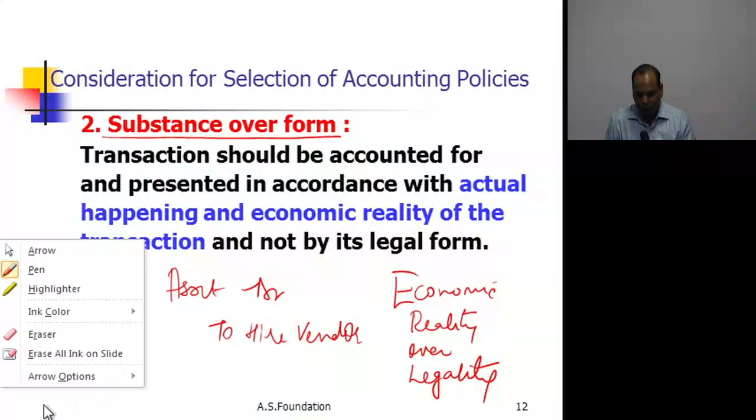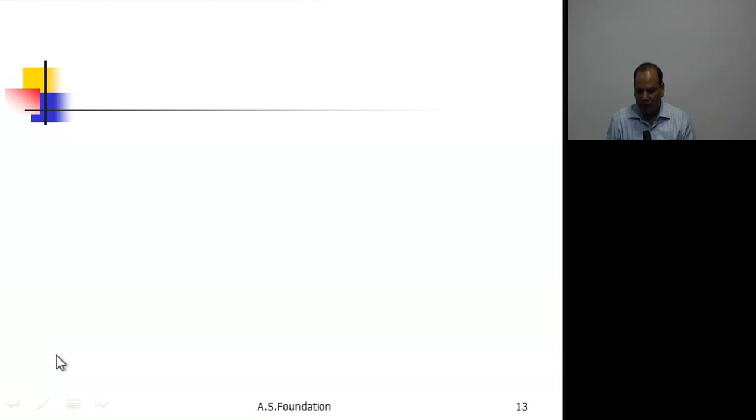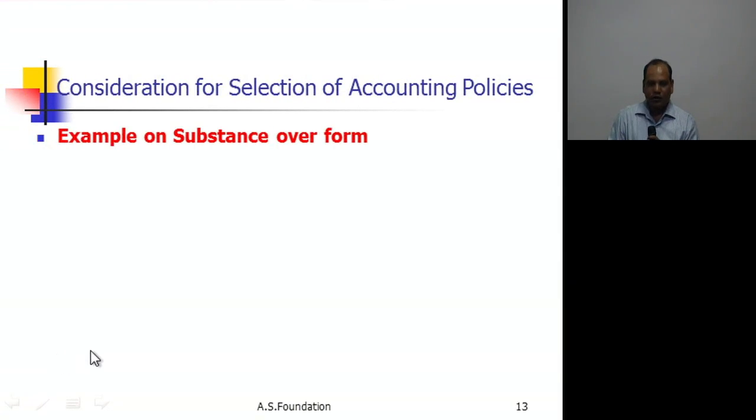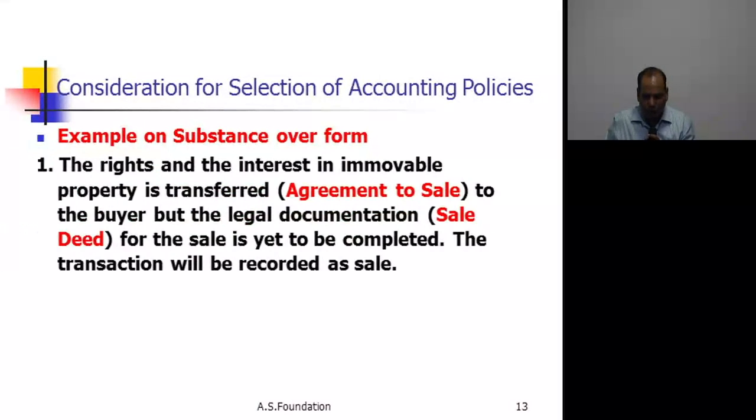Substance over form. तो ये एक बहुत इंपॉर्टेंट है, ध्यान में रखना, legal ownership is not necessary for capitalization of an asset. If you have become owner in substance, you have become owner in substance if all important risk and reward belongs to you, even though you may not be the legal owner. So an example of substance over form, see this example which appears in your exam also quite a number of times.